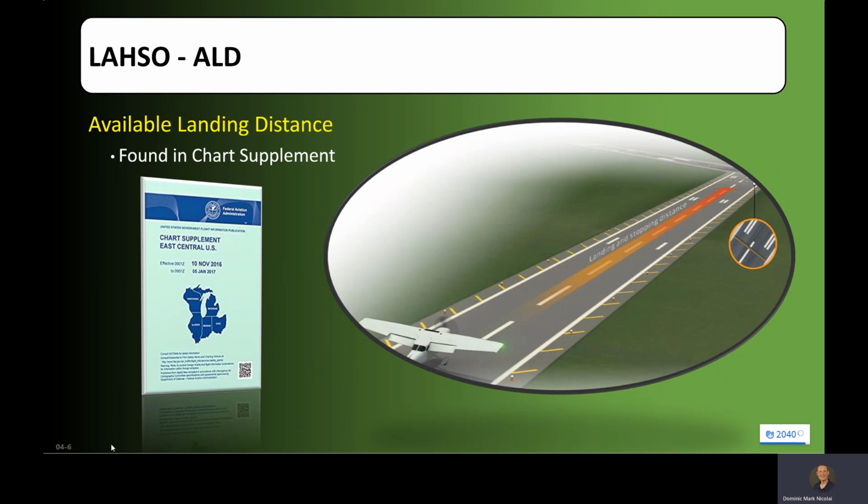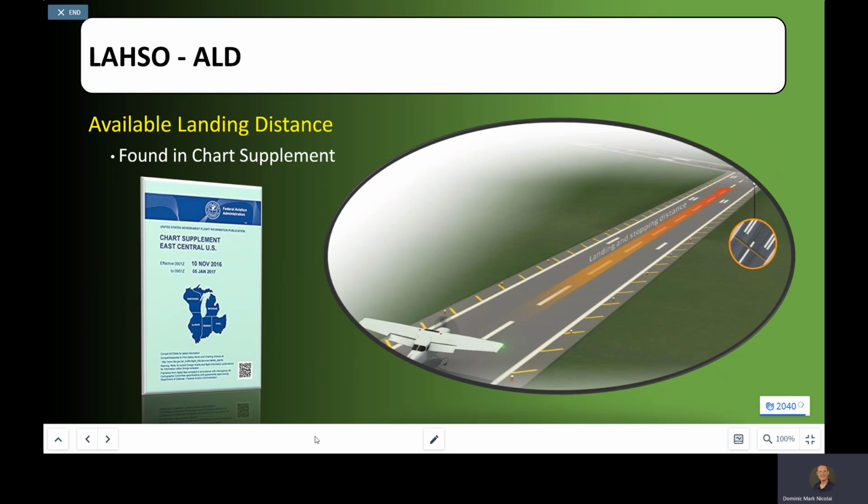And you're probably thinking, well, what if I'm diverting to an airport I wasn't planning on going to, and I didn't do my pre-flight preparation for this diversion airport? You simply ask ATC, what's the available landing distance? And they'll let you know. And then you can either accept or reject that clearance.